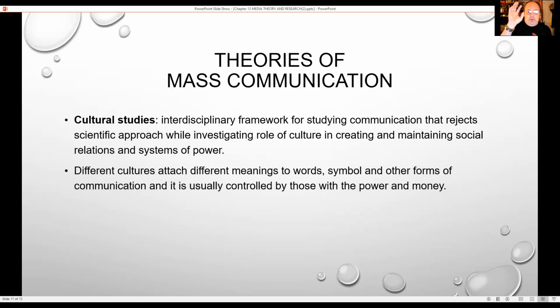So here's the difference. You've got folks that want to use a scientific method to study how we communicate with each other. And you've got other folks who feel like it cannot be made into an equation. They're both right. Human beings aren't that simple.